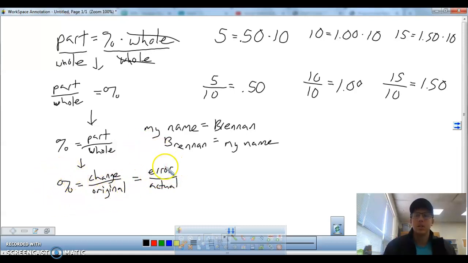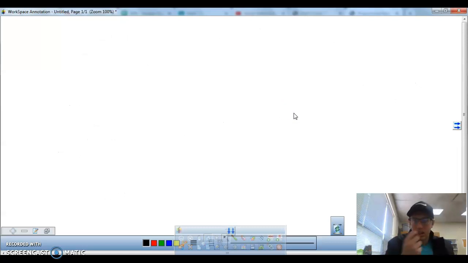Now, it's going to give it to you in a decimal form whenever you find the answer, like this, 5 over 10 equals 0.50, but you've got to change that to a percent, 50%, okay? So let's go through a couple examples here.